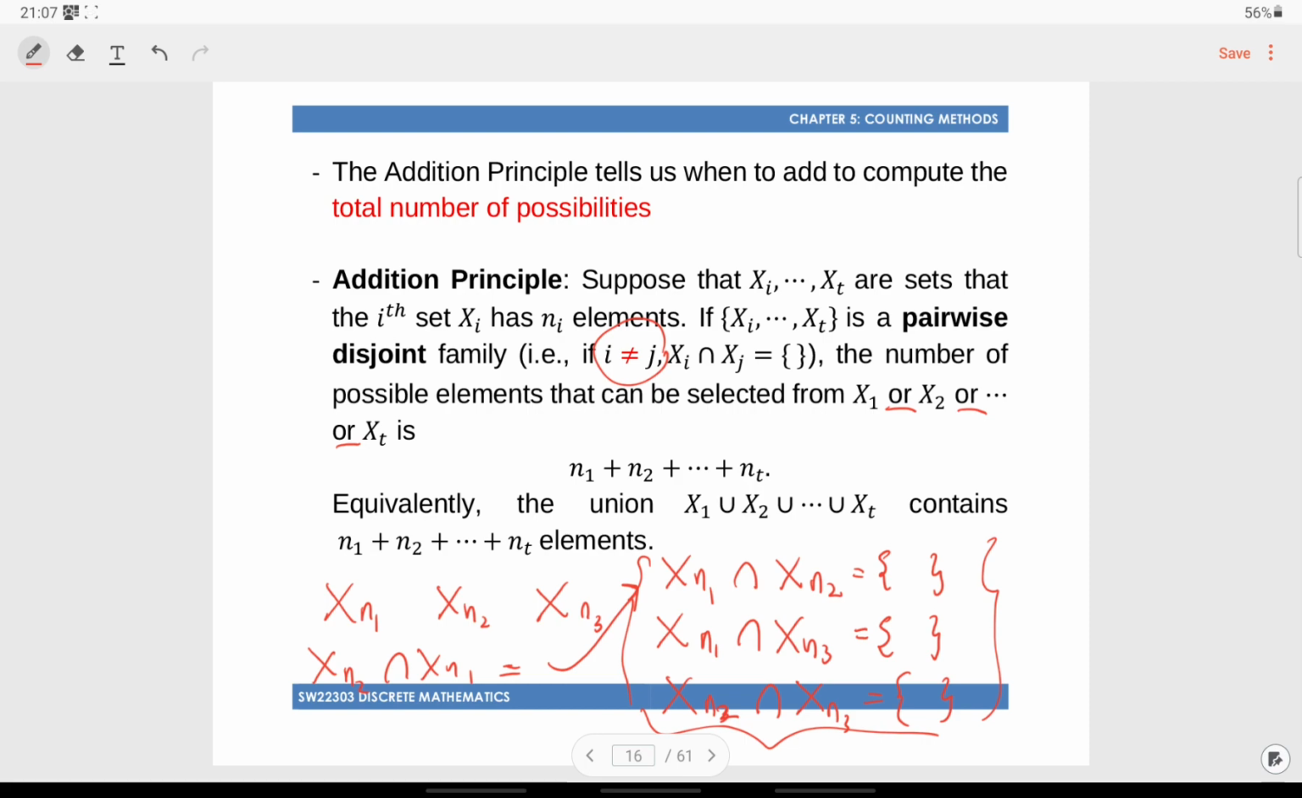Equivalently, the union x1 union x2 up to union xt contains n1 plus n2 plus up to nt elements. Or in our example, the union xn1 union xn2 union xn3 contains n1 plus n2 plus n3 elements. All right, so this is what the addition principle is about.